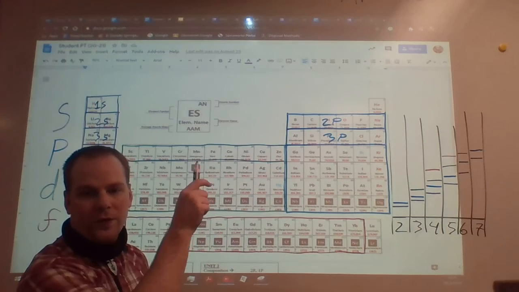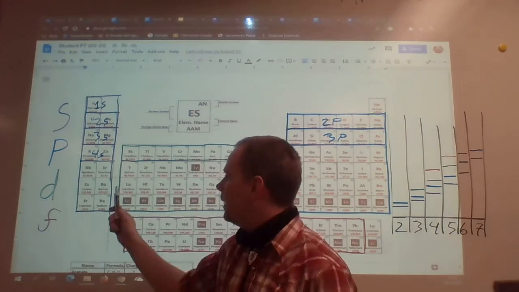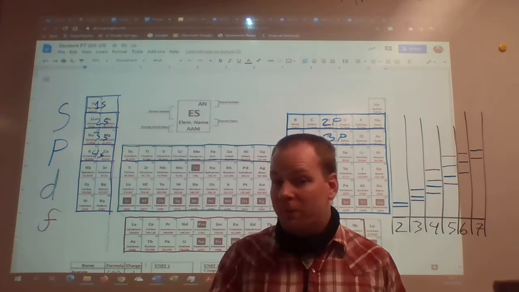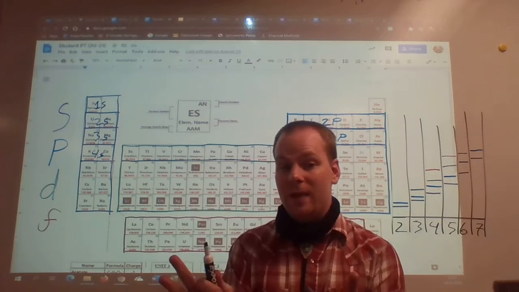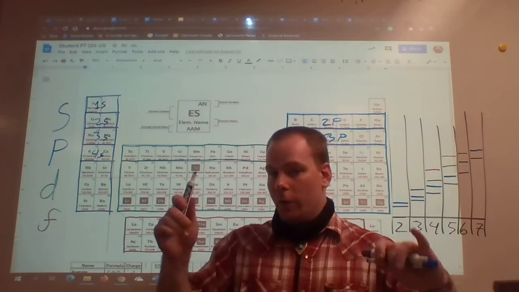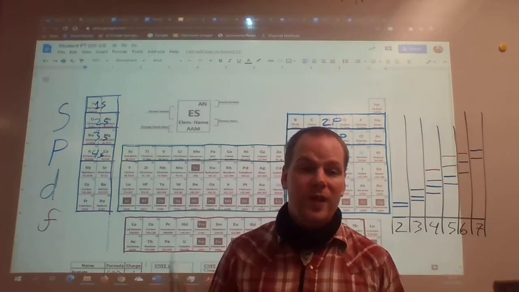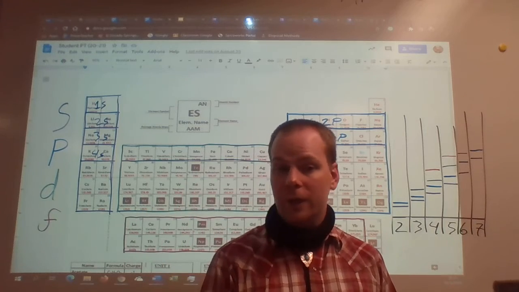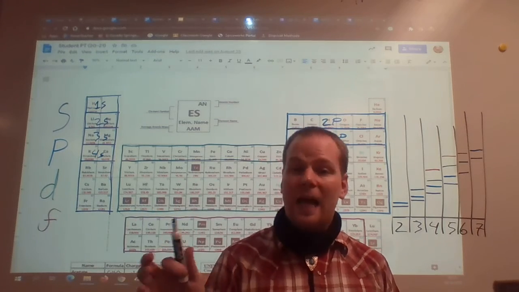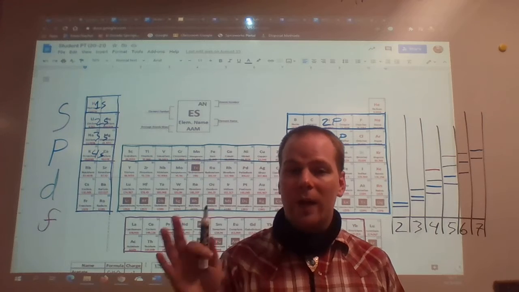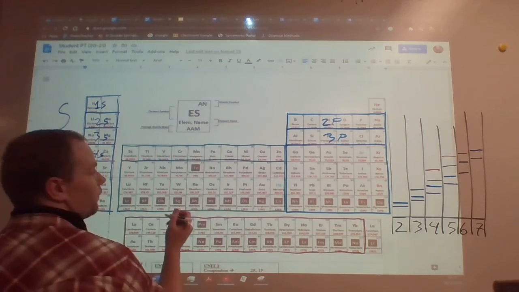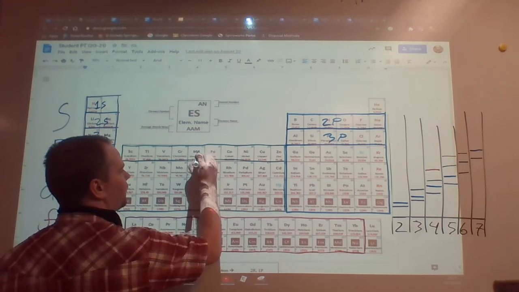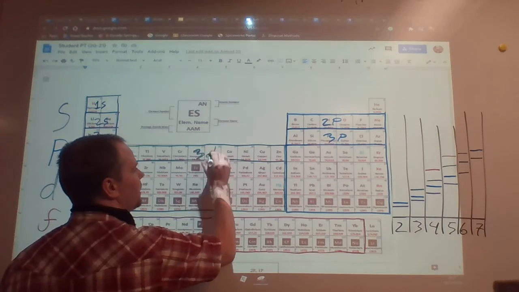Now, here's the first spot that you have to pay attention to, because this is an easy mistake to make. This is the 4th period of the periodic table. It is not 4D. It is 3D. Okay? The way you have to remember that, D is the 3rd subshell. It shows up in the 3rd energy level. If you remember that, you know everything you need to know to identify your D subshell. D starts on 3, so this has to be 3D.